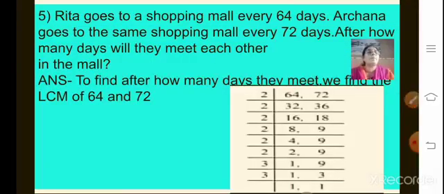So coming to the next sum. Rita goes to a shopping mall every 64 days. Archana goes to the same shopping mall every 72 days. Here the actions are occurring again and again. That is, Rita goes to the shopping mall every 64 days and Archana goes to the shopping mall every 72 days. After how many days will they meet each other in the mall? We have to find the number of days when they will meet each other.